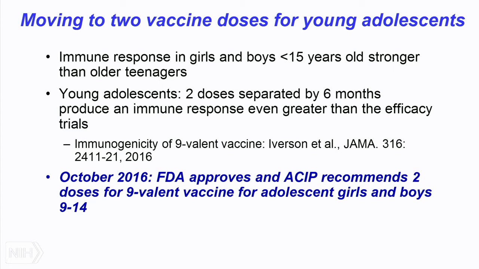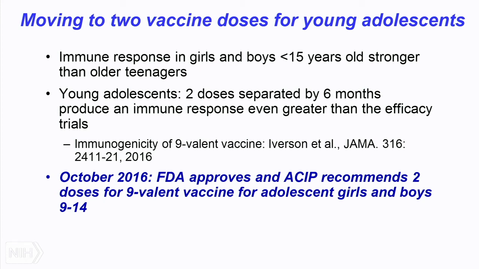The first is what is current standard of care. It turned out, not surprisingly, because this is true of many vaccines, that the immune response in girls and boys who were under 15 was stronger than in older teenagers and the young women in whom the clinical efficacy trials were carried out. These were women 18 to 23 or 25. And it turned out that in young adolescents under 15, two doses separated by 6 months produced an immune response that was even greater than in the efficacy trials. And this citation is for the nine-valent vaccine, Gardasil 9, that was published about a year and a half ago, if you want to go and see the primary data.